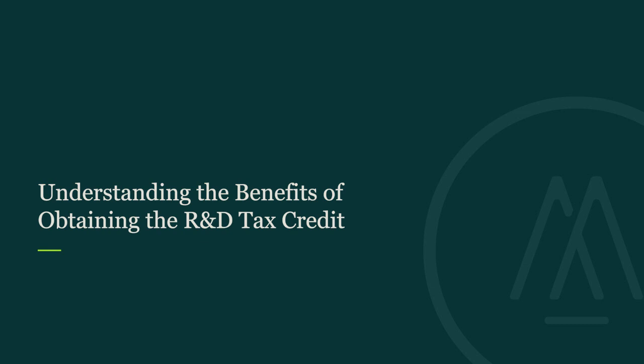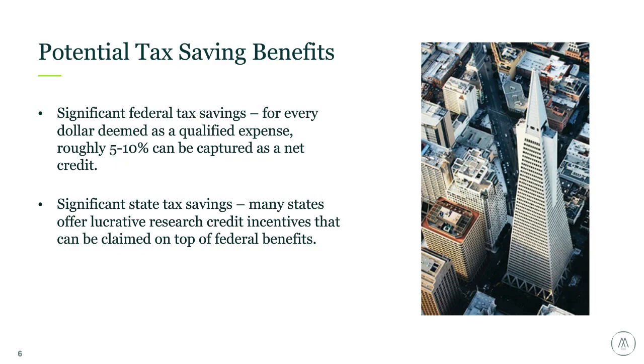Yeah, so the key takeaway and the benefit of taking the R&D tax credit is that for every dollar your company spends that's deemed a qualified R&D expenditure, you get roughly between 5 and 10% back as a tax liability reduction. So for every dollar spent, 5 to 10 cents comes back to the company. And that is at a federal level. In addition to that, there are many states that also offer an R&D tax credit. So not only could your company potentially have a federal benefit, but there could also be a state benefit.